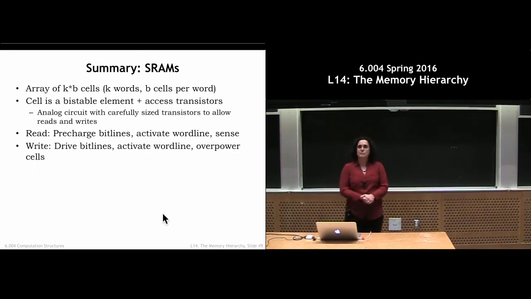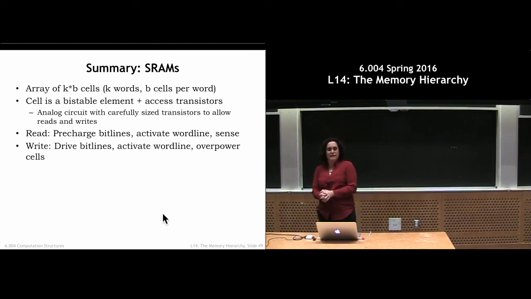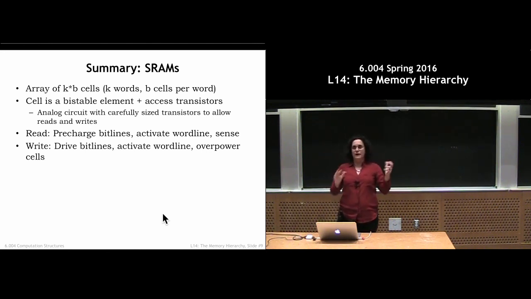Okay, so summary of SRAMs. Basically, we have an array of k words by b cells. If this array actually gets bigger, then we might not be just a 2-dimensional array. We might arrange it slightly differently so that the lengths of the wires are minimized.